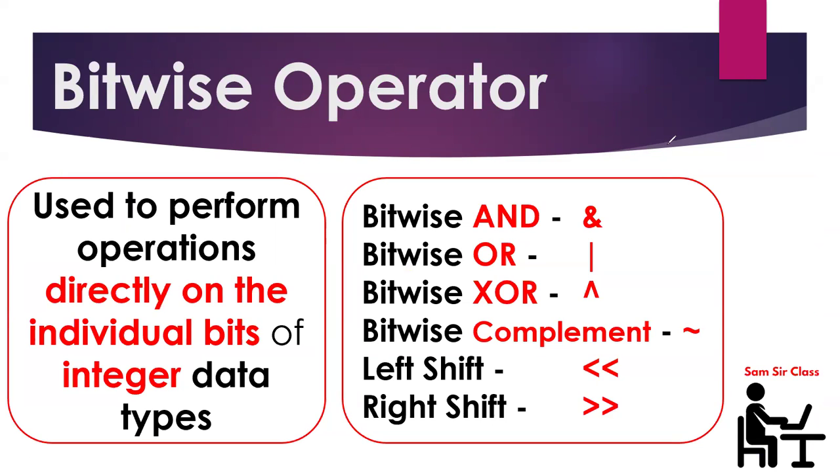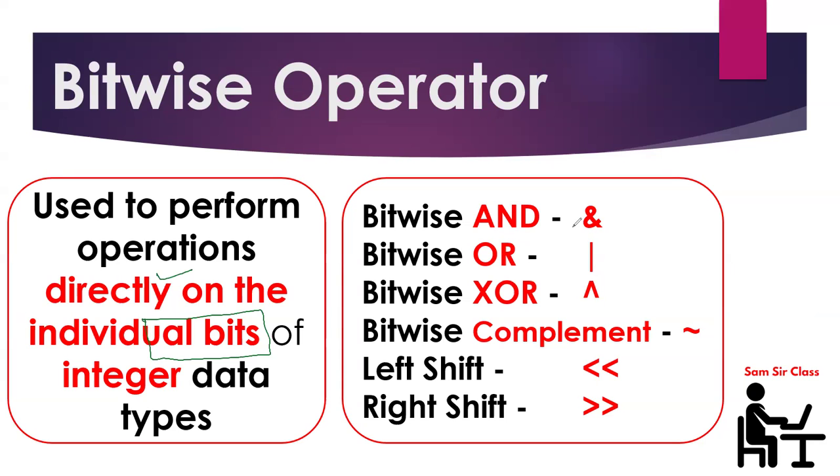Now, first of all, why is the name known as bitwise operator? This is actually used to perform operations directly on the individual bits. This is the key point here: whenever you are applying a bitwise operator, you are applying it to individual bits of the particular number. Okay. Now, what are the different types of bitwise operators? The bitwise AND, bitwise OR, bitwise XOR, bitwise complement, bitwise left shift, and bitwise right shift.